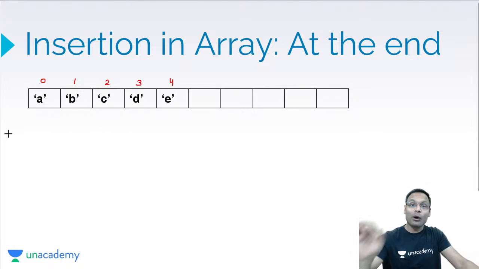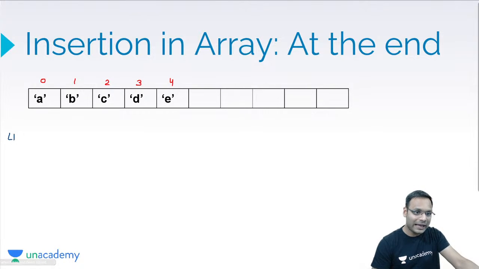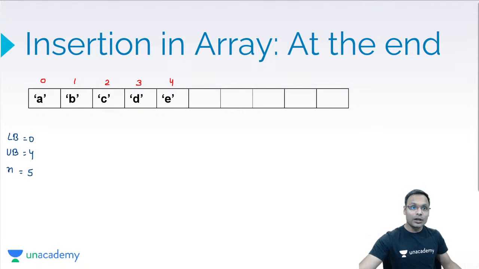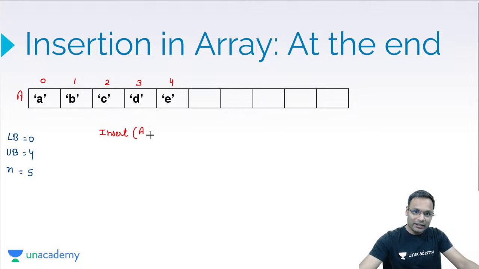Now suppose, if this is the array currently, what is the current lower bound where the element is present? The current lower bound is 0. The current upper bound, where the last element is present: on which index is the last element present? 4. How many elements are there? 5. Is that fine? Now if you want to insert another element, what will you get in the insertion algorithm? Insert in the array A. So array A will be given, comma, an element will be given, let's say some X, or let's say they have given it in some variable item.